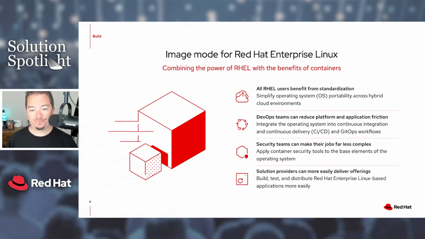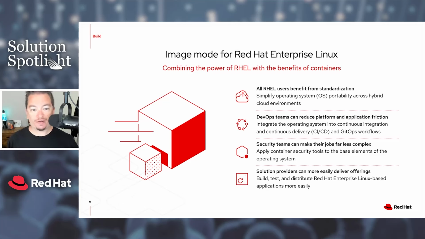Here's how. Image mode for RHEL is basically utilizing a bootc or bootable container image to build a full-blown operating system using a container file. So you can now start to use your same container tools and workflows to build your RHEL operating system. It comes packaged with the kernel, with all the drivers, with an init system, with systemd, with all the things that make your Red Hat Enterprise Linux operating system what it is.